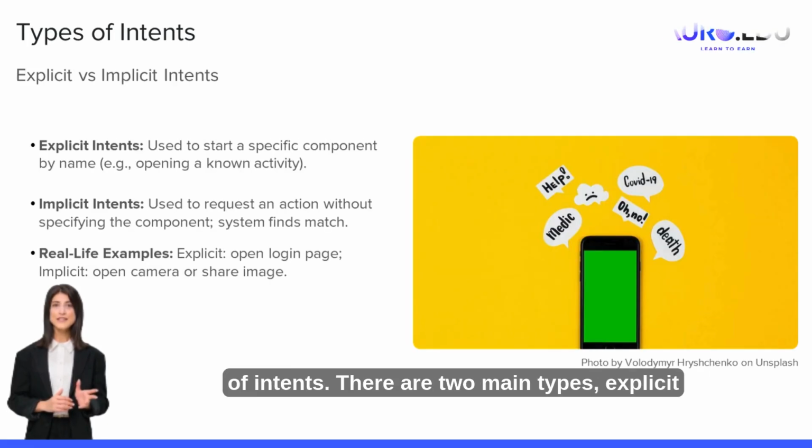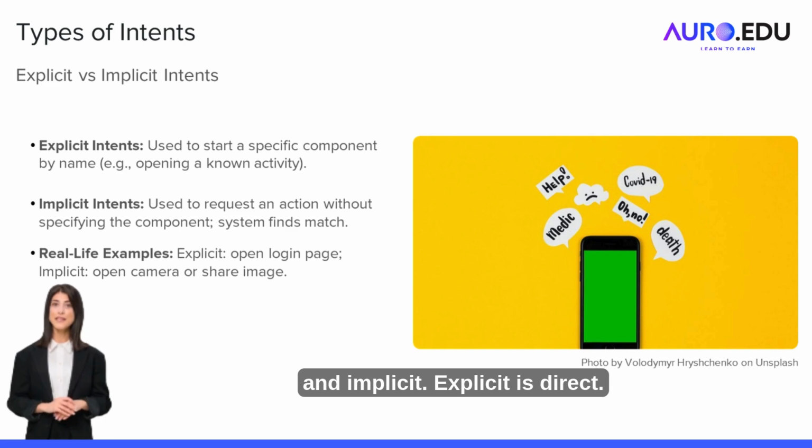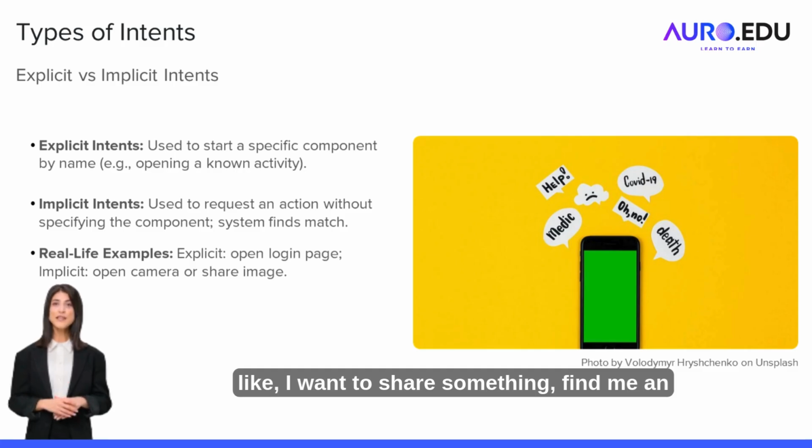Types of intents. There are two main types: explicit and implicit. Explicit is direct. Open this screen. Implicit is more like, I want to share something, find me an app. Android then gives you choices. It's flexible, just like asking for help from a friend or from anyone nearby.